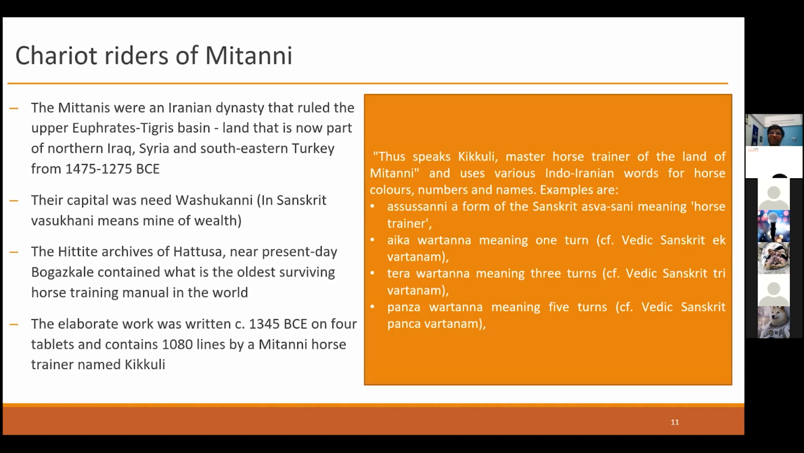Now these are some excerpts from the horse training manual. For example, they use many Indo-Iranian words or Sanskrit words, like Asusani, which is a form of Sanskrit. Aswasani, which means horse trainer, or Aikavartana, which means 1 turn, or Teravartana, which means 3 turns. And henceforth, one can see that there was a Sanskrit-like language spoken in northern Iraq as far back as 1400 BC.